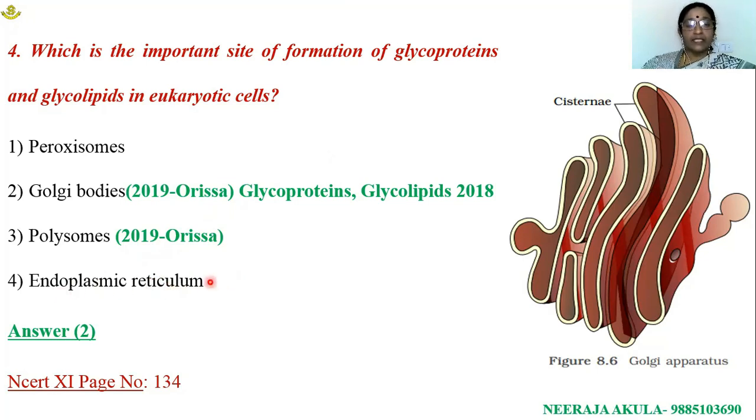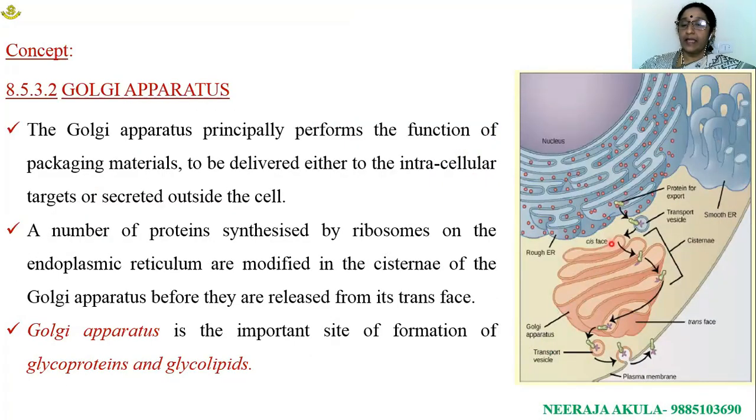Right from the endoplasmic reticulum, small transport vesicles are formed, and those transport vesicles unite at the cis face of the Golgi complex. This is the cisternae of the Golgi complex. Inside the cisternae, few proteins and few lipids undergo modification, condensation and packaging. So glycoproteins and glycolipids are synthesized in the Golgi apparatus.